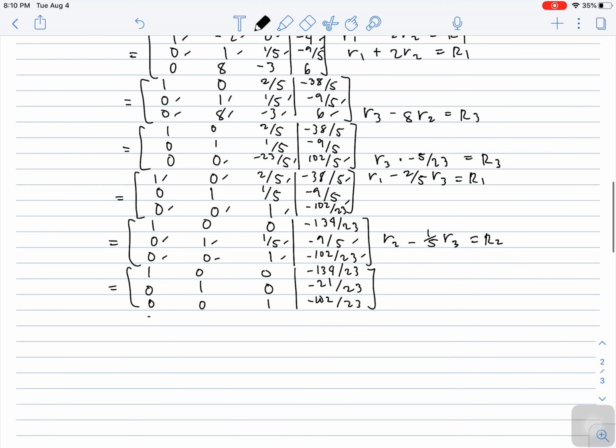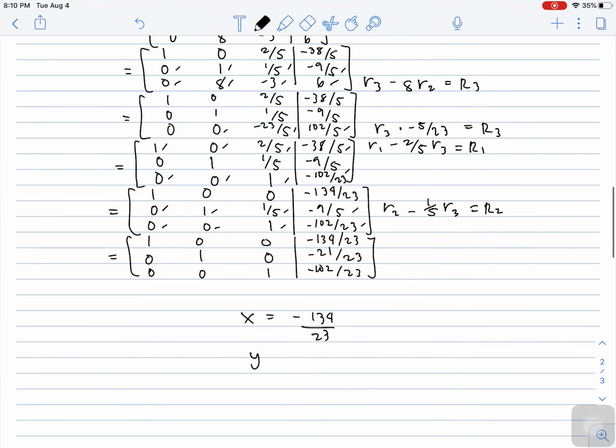So we now have our identity matrix. Therefore, the solution for x is negative 134 over 23. y is negative 21 over 23. And z is negative 102 over 23. So this is now the answer.